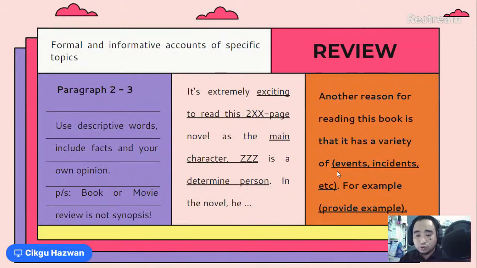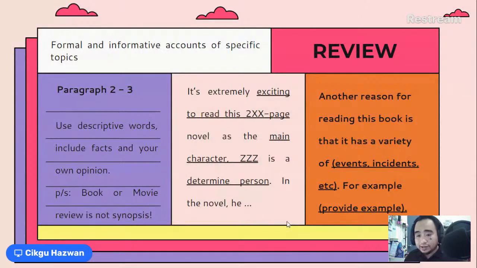And then in paragraph 2 or 3, use descriptive words, include facts and your own opinion. Okay. It is extremely exciting to read this novel, as the main character is a determined person, for example. In the novel, he does what, dia buat apa. So that is where we include a little bit of synopsis, but before that we also include our own opinion.